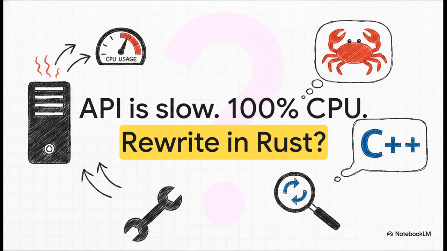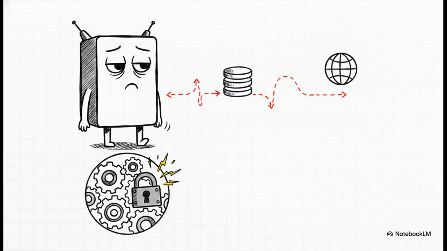The knee-jerk reaction for so many of us? Well, the language is just too slow. We've got to rewrite this whole thing in Rust or C++. It's a super tempting thought, right? But honestly, probably not. You see, most backend services actually spend the vast majority of their time just sitting there waiting for databases or network I/O.